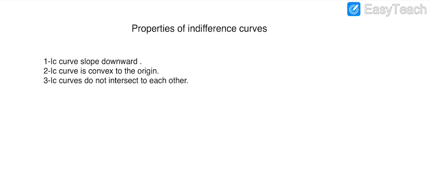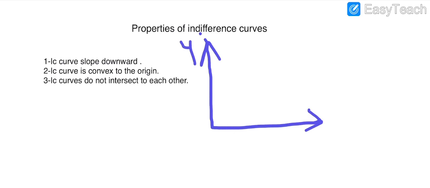Here are some properties of indifference curve. Remember these properties so your concept may be more clear. See here, here is y, here is x, and this is your IC. First remember, IC is a curve formed between two commodities, y and x. This is a downward sloping curve, meaning it has a negative slope.